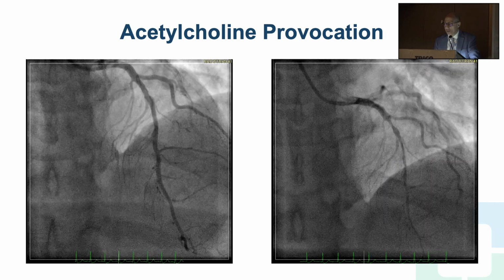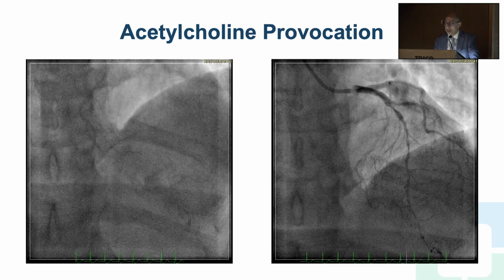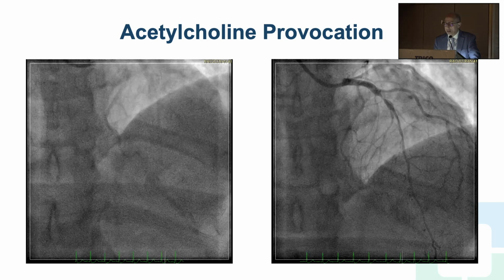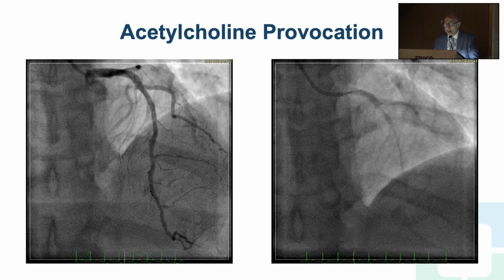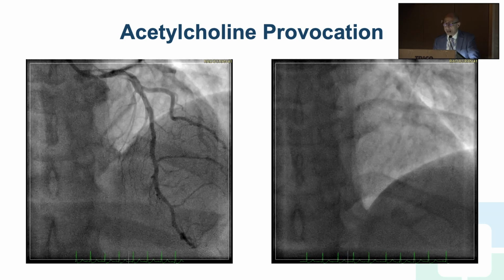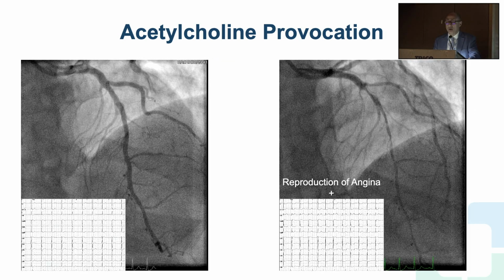And this is what happens when we induce, or provoke, with acetylcholine. You see that we can induce spasm in the LAD right distal to the diagonal, and diffuse spasm distally in the distal parts of the LAD. With that, we were able to reproduce her symptoms, and we were able to show the EKG changes that are consistent with ischemia as well.